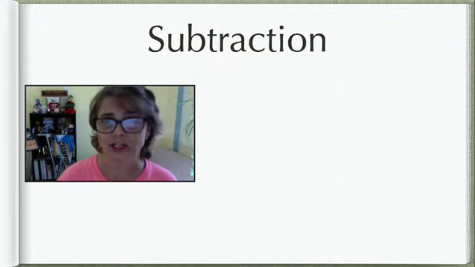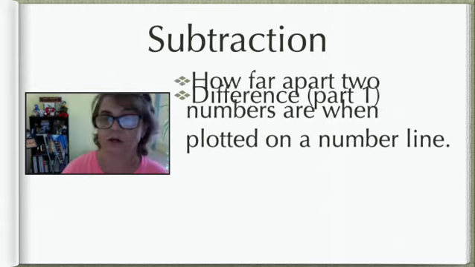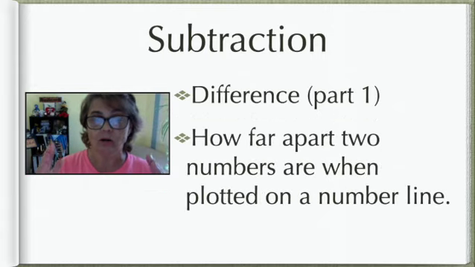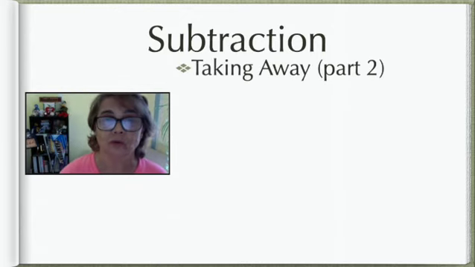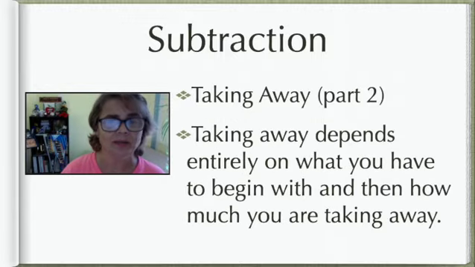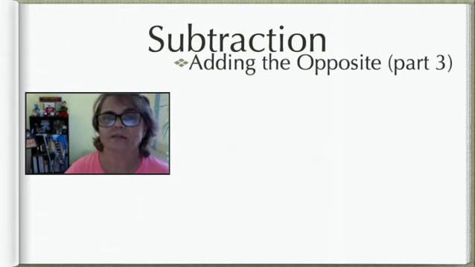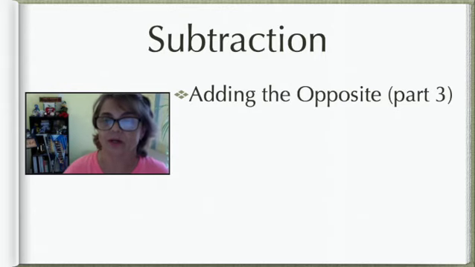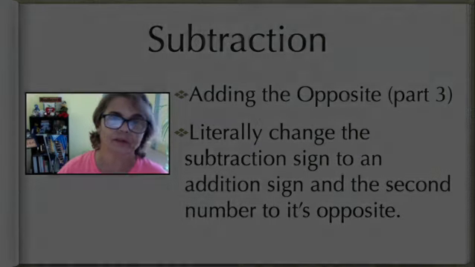So what is subtraction? One way to think of subtraction is as the difference between two quantities, or how far apart they are when they're plotted on a number line. Next is taking away, and this will be in part 2 of this video, and that's where you actually have something and you take it away. But taking away depends entirely on what you had to begin with, and then how much you're taking away. The last way is thinking of subtraction as adding the opposite. That's literally changing the subtraction sign to an addition sign and the second number to its opposite.